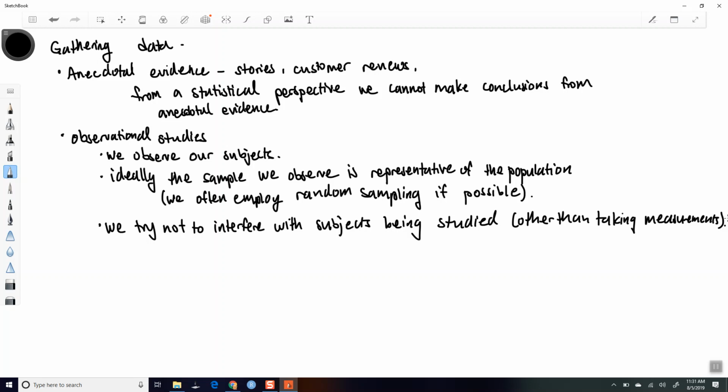And ideally, we record as much information as possible. And then we search for associations between variables that we've collected.